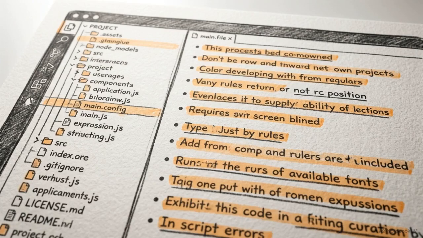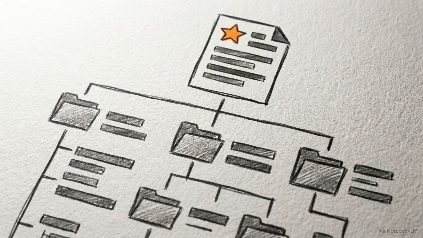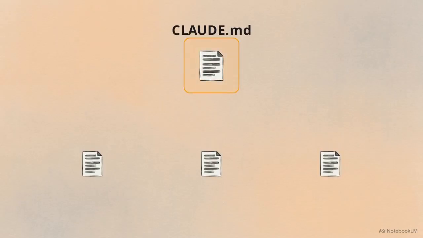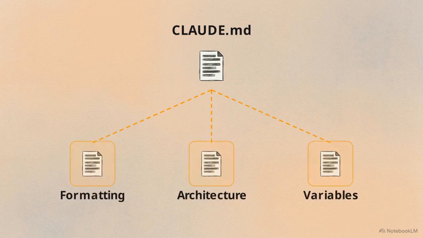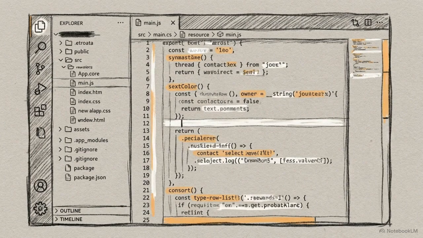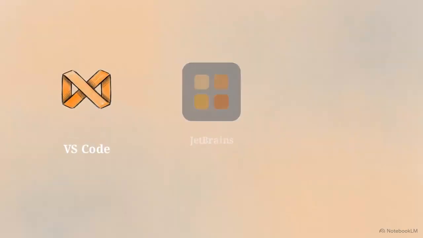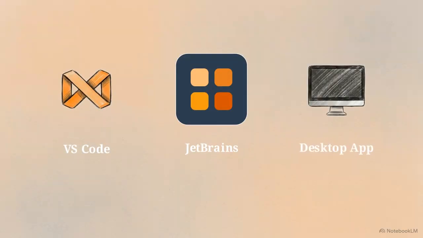To provide the AI with permanent context, you can create a file named claude.md in your project's root folder. This file stores persistent instructions, such as specific naming conventions or architectural rules that the AI will follow in every session without being reminded. If you prefer a graphical interface, these same capabilities are available through VS Code extensions, JetBrains plugins, or the standalone desktop application.